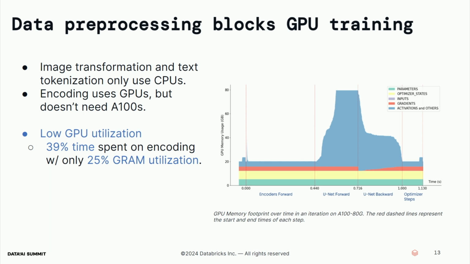The chart on the right side is an experiment we did. If we put both the encoding and the model training on the same A100 GPU, we can see that most of the time, the GPU RAM utilization is very low. It's only about 25%. So basically, with this approach, we are not fully utilizing the power of A100s.